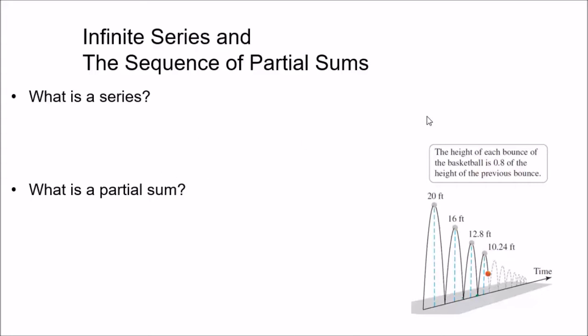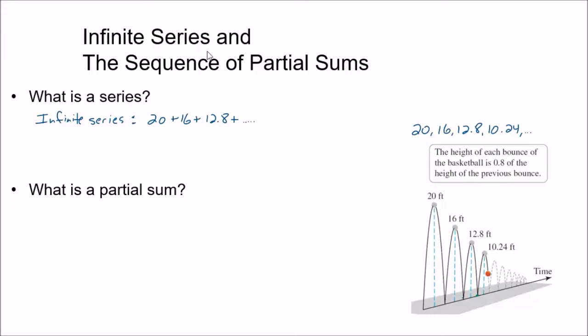So if we look at this as a sequence, we have our first height, which is 20. Our next height is 16, 12.8, 10.24. And it goes on like that. All right, so that's a sequence. A series is the sum of the terms of a sequence. So an infinite series would be adding up all the infinite terms of the sequence. So the infinite series associated with this sequence would be 20 plus 16 plus 12.8, etc.